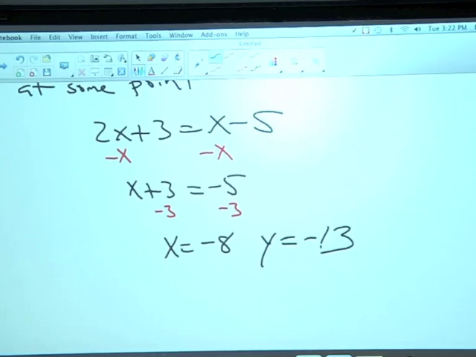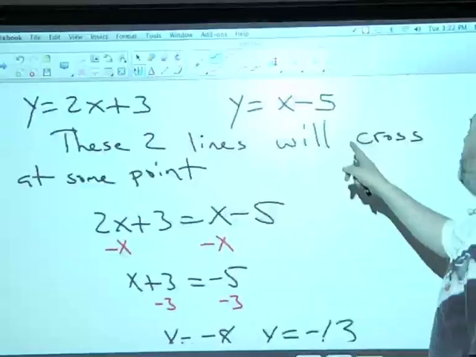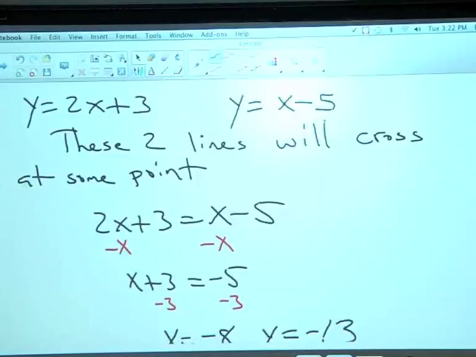So that is where they intersect. Negative 8, negative 13 in this case. But where did you get the negative 13 again? I just take my x and plug it into my equation. Oh, gotcha. This is my x number. So I can take that number and plug it in either here or there. It doesn't matter which one I pick. They both give me the same answer. Okay? So I know the point where they intersect. Okay?